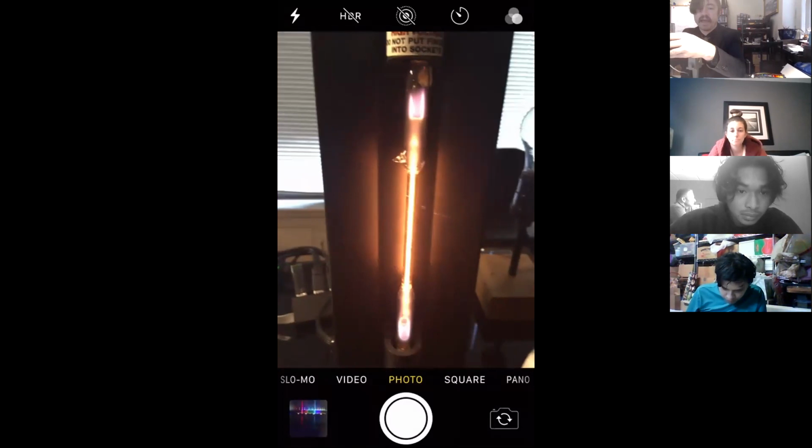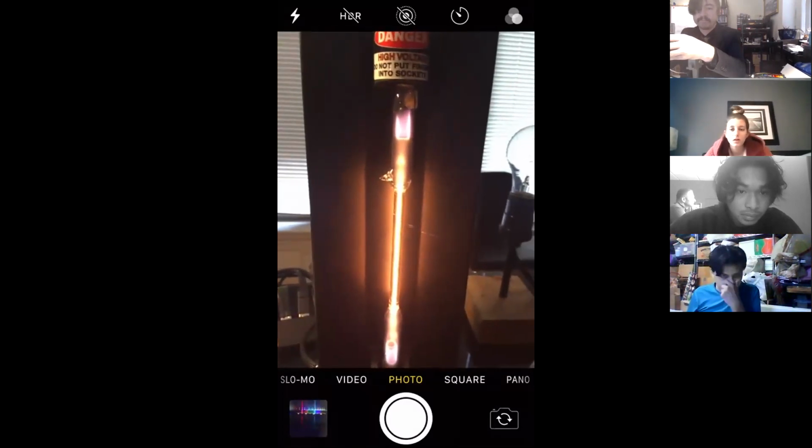I think this is helium. Okay. So what do you guys notice about the color of heated up helium gas? It's orange. Yeah. Do you guys know how this works?